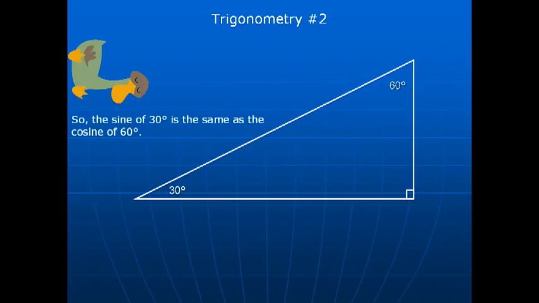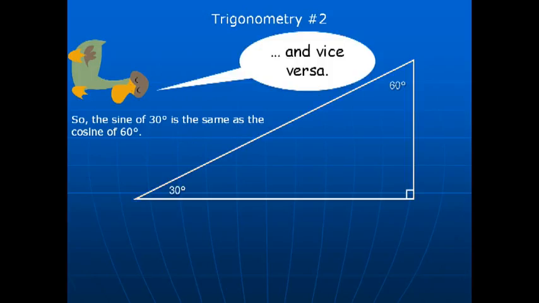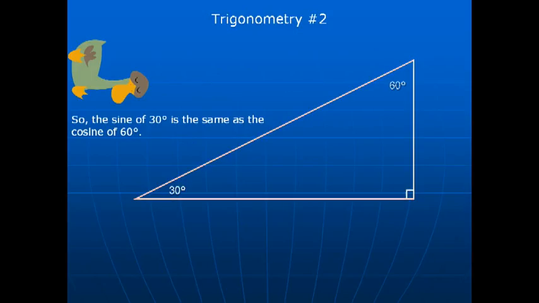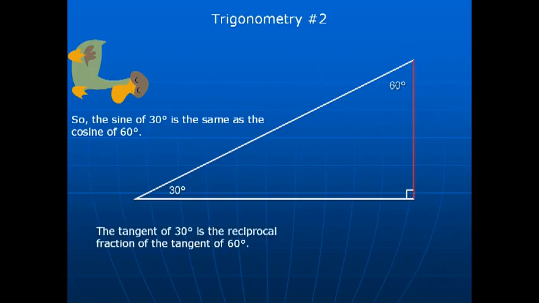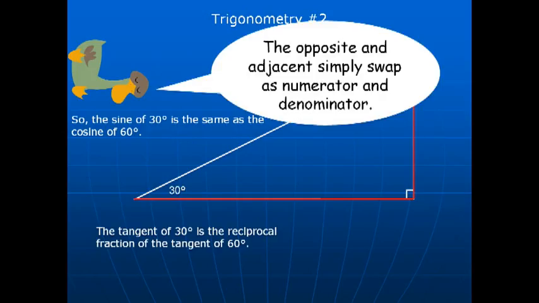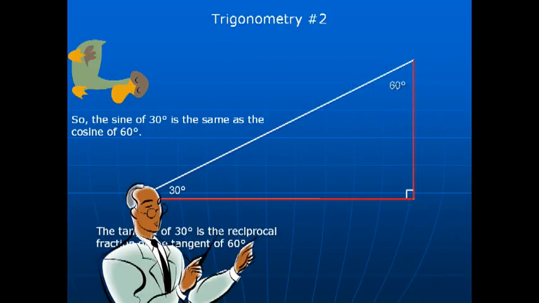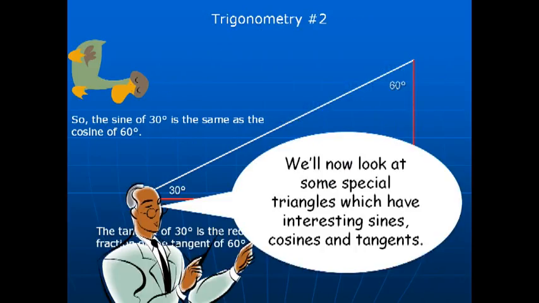So, the sine of 30 degrees is the same as the cosine of 60 degrees. And vice versa. The tangent of 30 degrees is the reciprocal fraction of the tangent of 60 degrees. The opposite and adjacent simply swap as numerator and denominator. We'll now look at some special triangles which have interesting sines, cosines, and tangents.